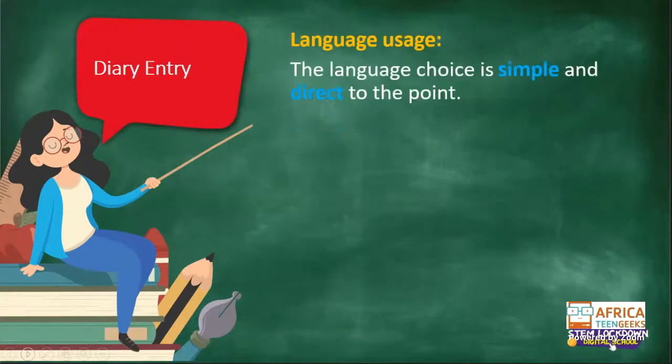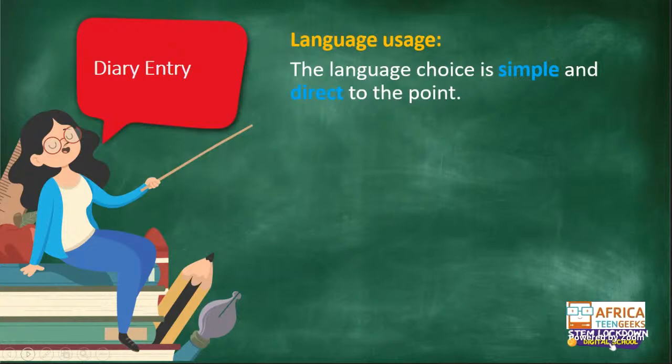The language you use when writing a diary entry is simple and direct to the point. This is not the time to use big malapropisms, or an elaborate figurative language. You are basically talking to yourself. It's like talking to a friend, but only on paper. So you are simple in your approach when writing this, and it's direct. You go direct to the point. So this is what happened today, and this is how it made me feel.